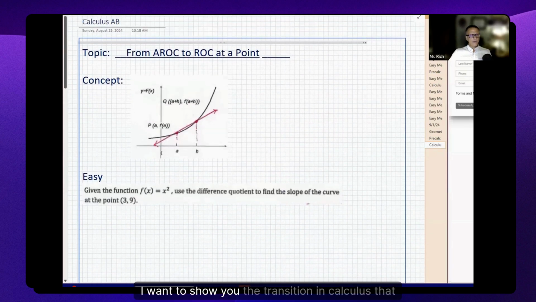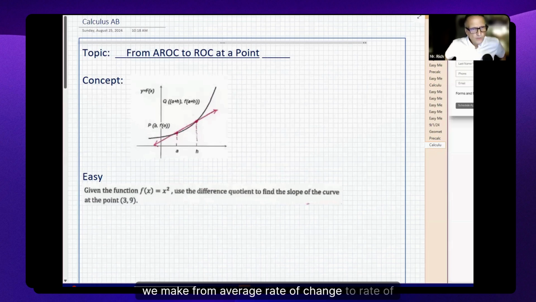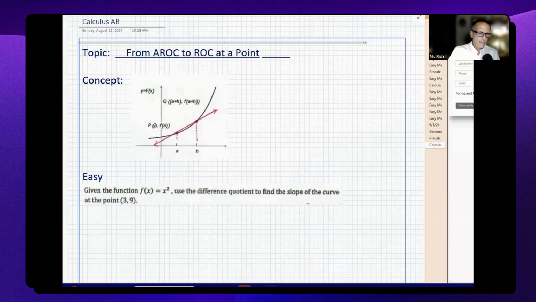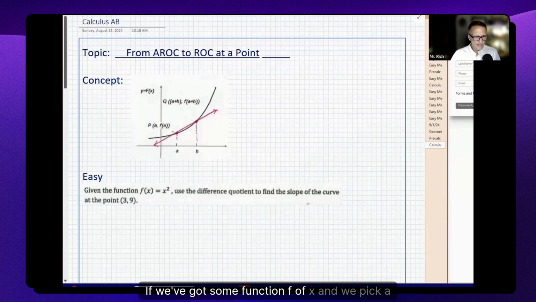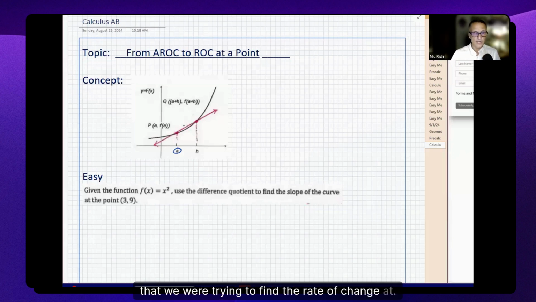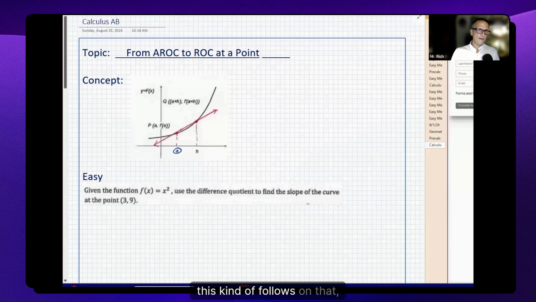I want to show you the transition in calculus that we make from average rate of change to rate of change. If we've got some function f of x and we pick a point A, and we want to get the rate of change at point A, this kind of follows on the question we were just working on, where I was picking a point very close to the -1 that we were trying to find the rate of change at. Here's the point A where I'm trying to find the rate of change.